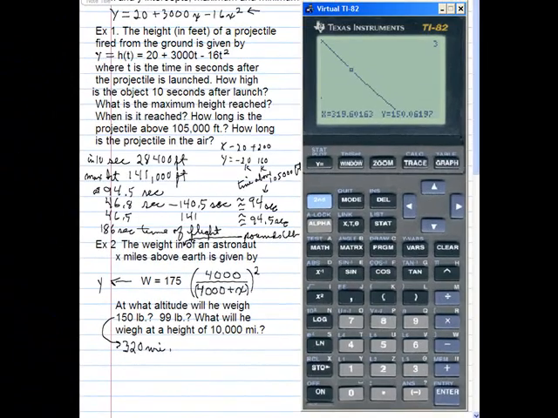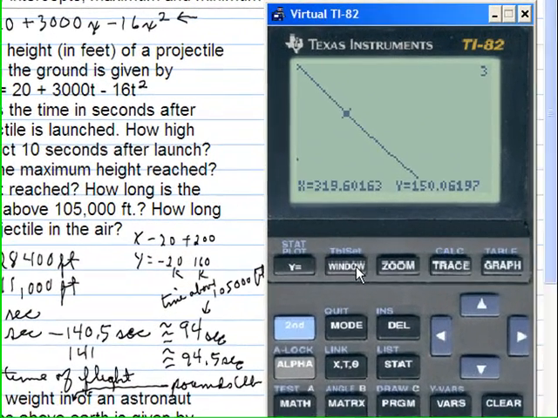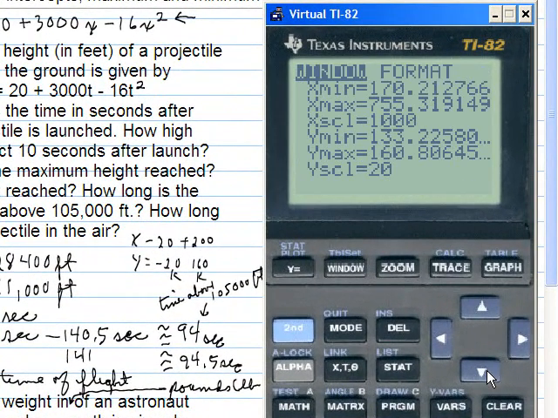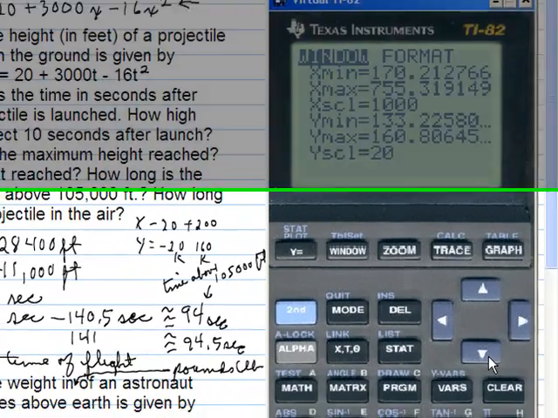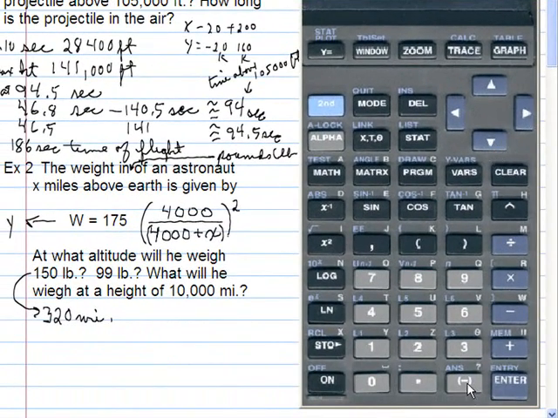Now, how high would he have to be for that weight to drop all the way to 90 pounds? Well, let's go back and restore our original window. In our X, we went from negative 1,000 to 10,000. We marked it every 1,000. And on our Y, his weight, we went from negative 20 to 175. And we marked it every 20 pounds.